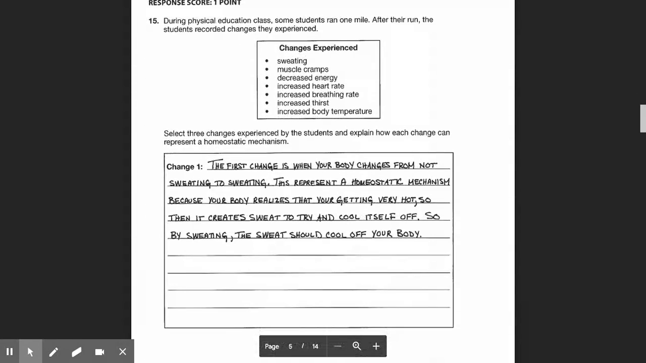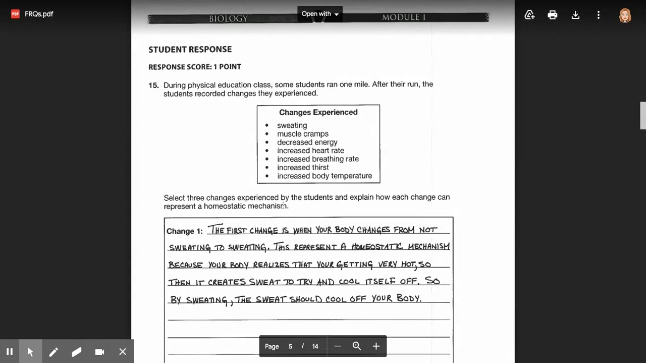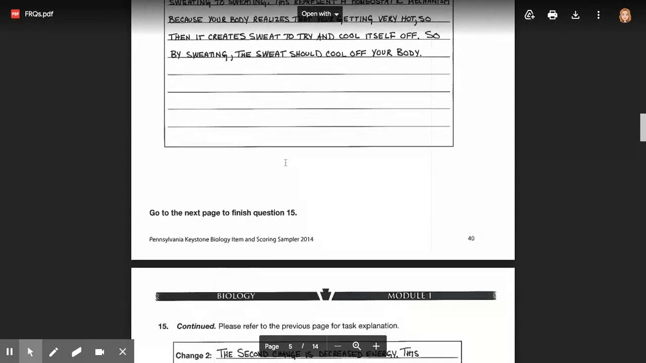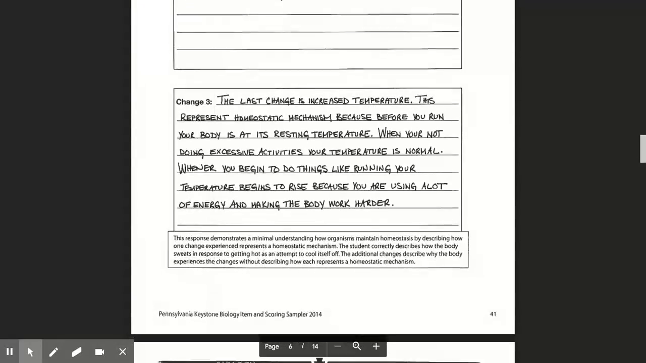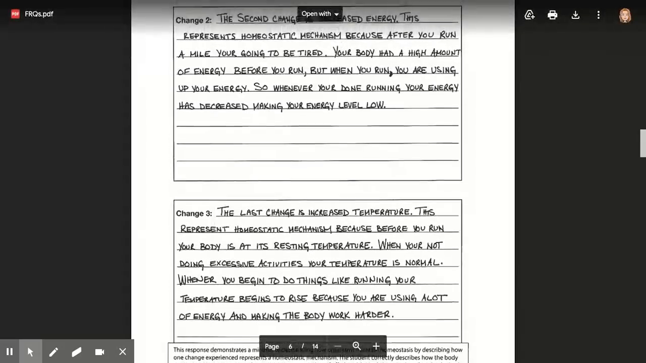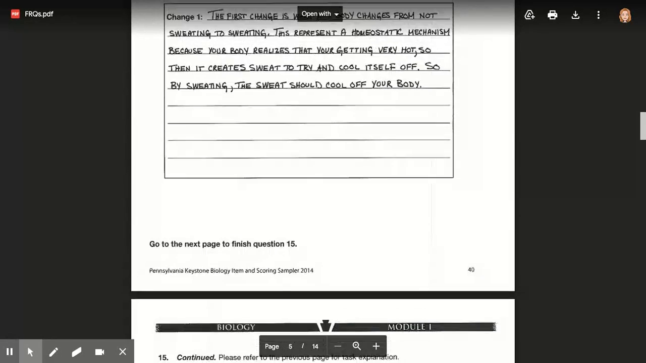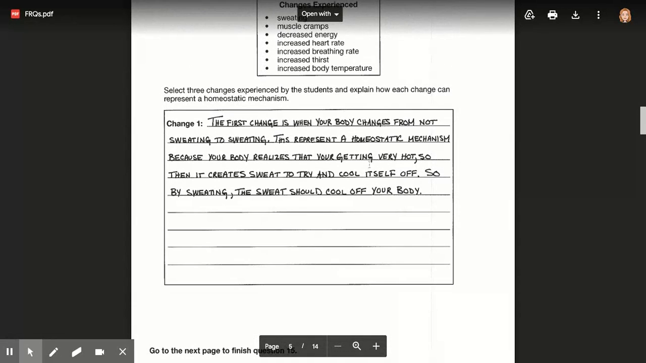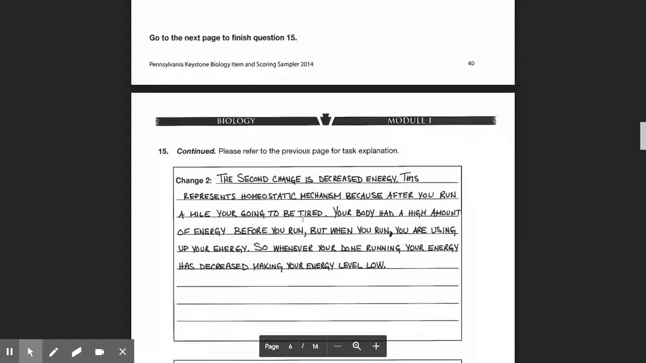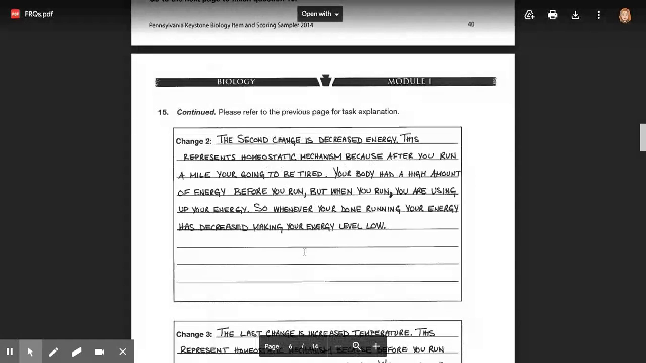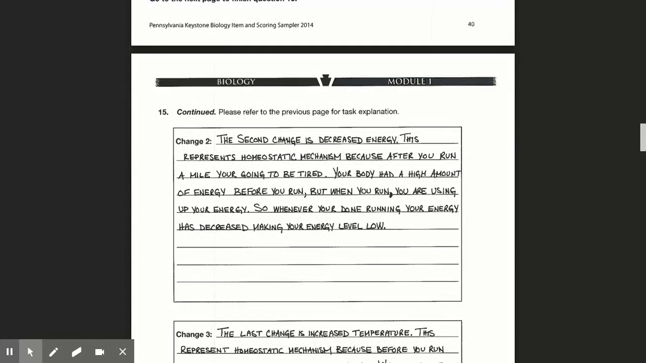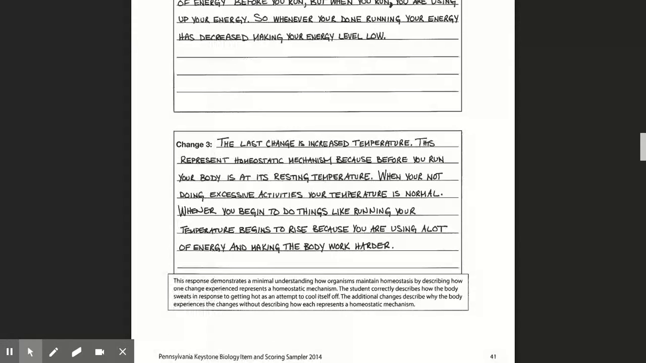And in this last example, this student receives a 1. Now, just from the look of it, it looks pretty good, very neatly written. There's a lot written there. But if you read each of the prompts, each of the ways that this student answered the question, they write a lot, but don't demonstrate a true understanding of how organisms maintain homeostasis.